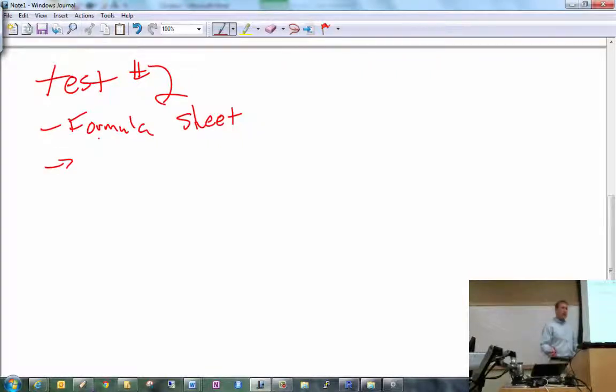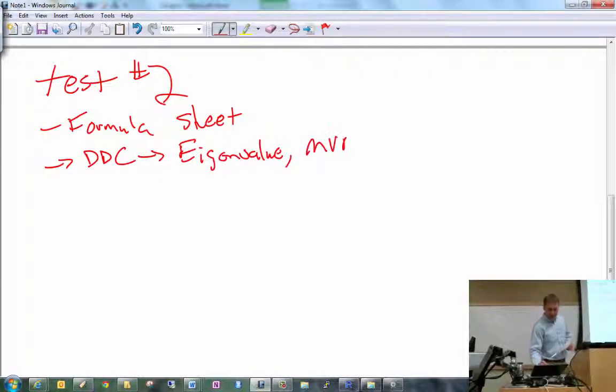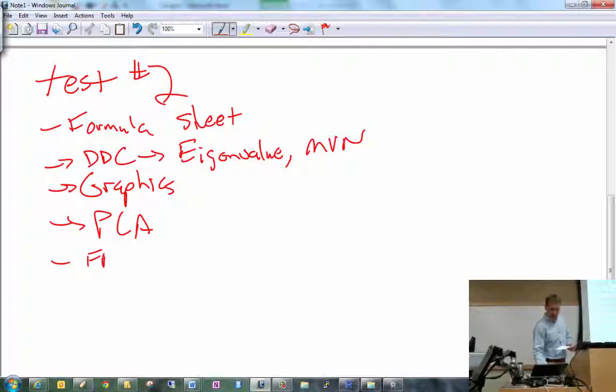So with respect to the material that you're responsible for, if you remember the data distributions and correlations section, there was still a little bit of stuff at the very end of that section that didn't get on test number 1. That involved the eigenvalues, eigenvectors, and the multivariate normal distribution. You are responsible for that since you weren't tested on it before. Very small section. Then the graphics, principal component analysis, and then factor analysis. Nothing on cluster analysis for this particular exam.